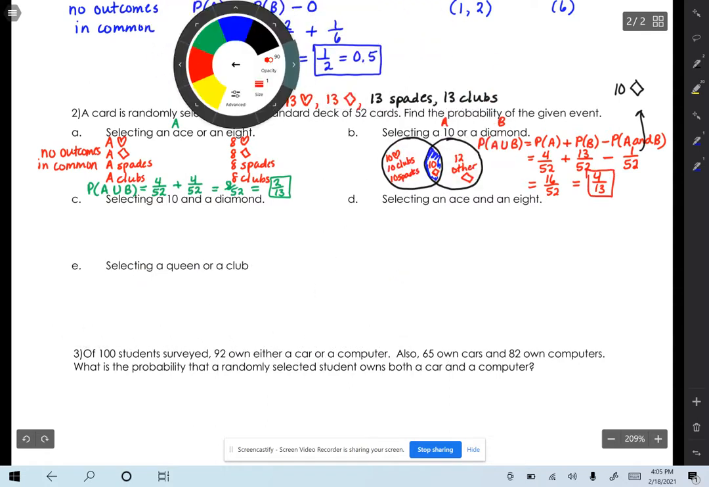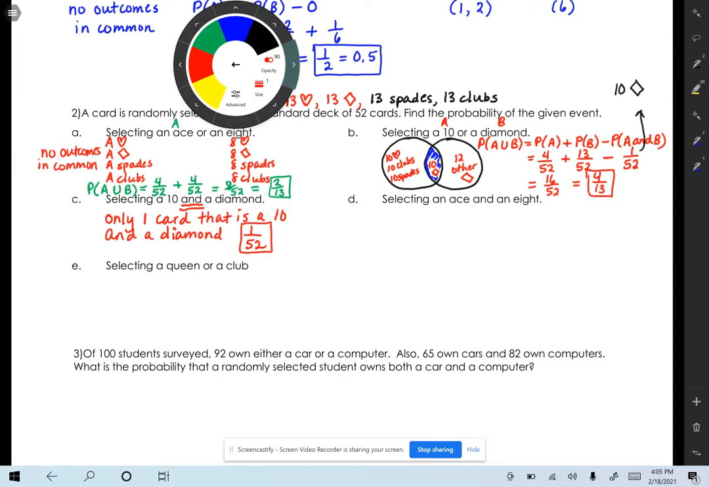Great. Moving along to C, selecting a 10 and a diamond. Well, that kind of answers our question. B answers our question. So there is only one card, which is a 10 and a diamond. So the probability is 1 out of 52.